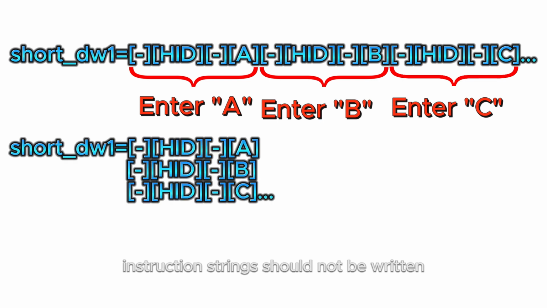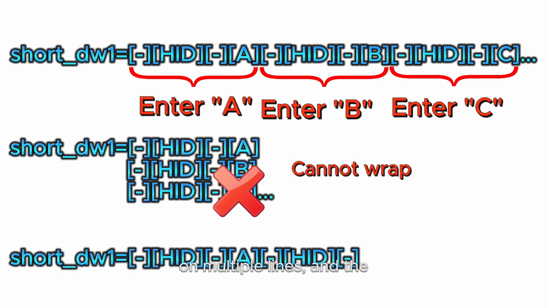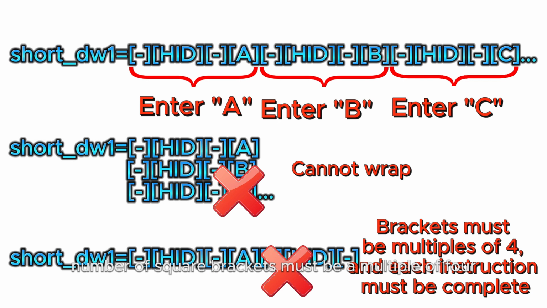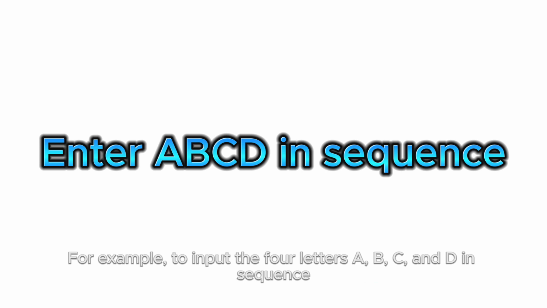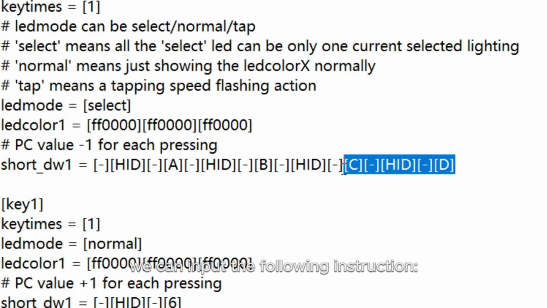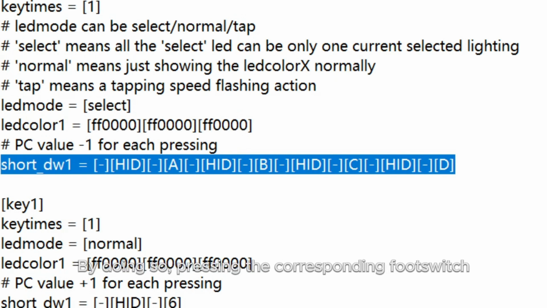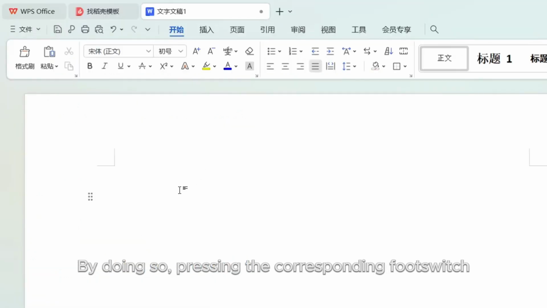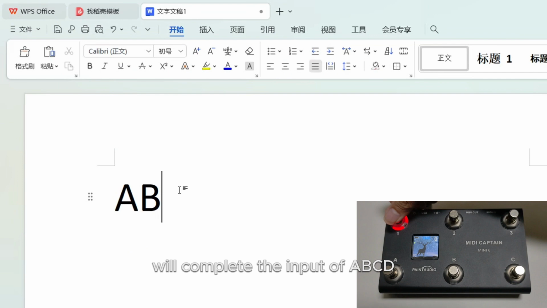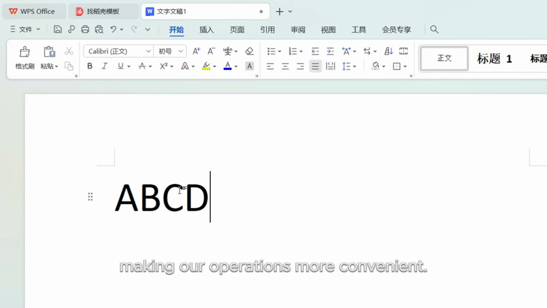Please note that instruction strings should not be written on multiple lines, and the number of square brackets must be a multiple of 4, with each specified unit complete. Otherwise, it may cause program execution errors. For example, to input the 4 letters A, B, C, and D in sequence, we can input the following instruction. By doing so, pressing the corresponding foot switch will complete the input of A, B, C, D, making our operations more convenient.